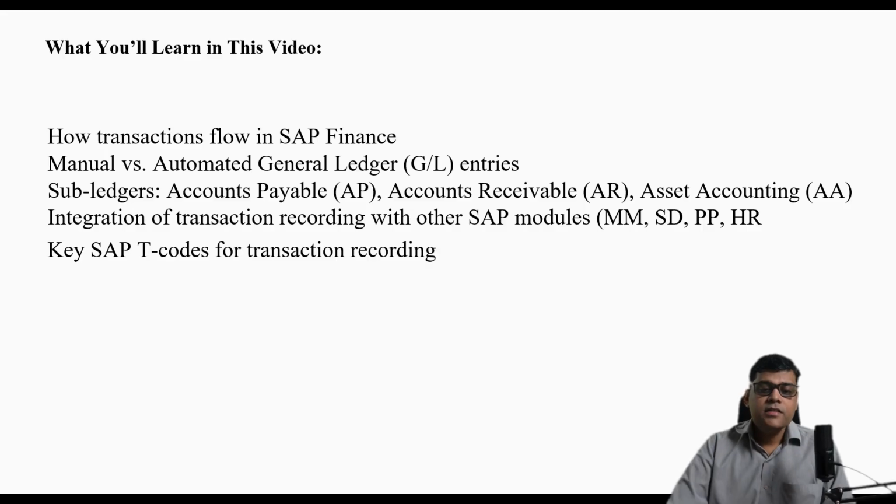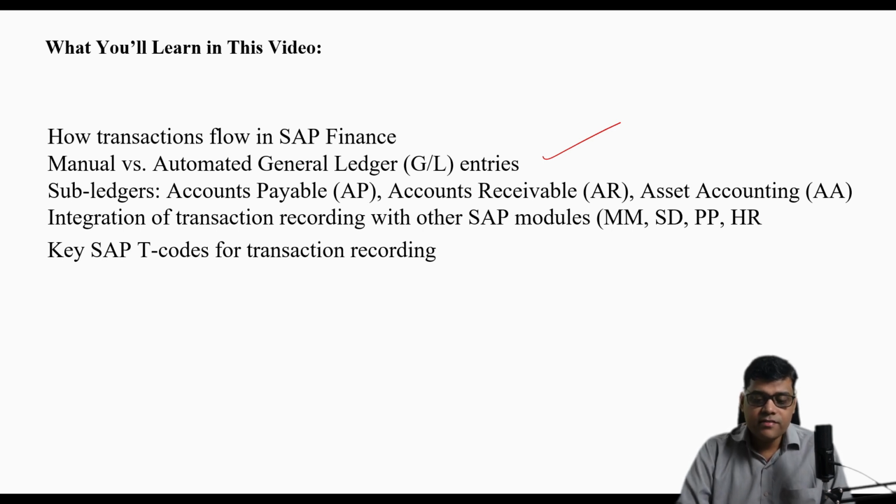What you will learn in this video: how the transaction flows from the SAP Finance system, and what the different options are for manual postings or automatic posting related to the ledger, and how the data will be posted with your subledger. We know that the general ledger, the GL, covers things like revenue and expenditures. These types of postings are known as GL postings.